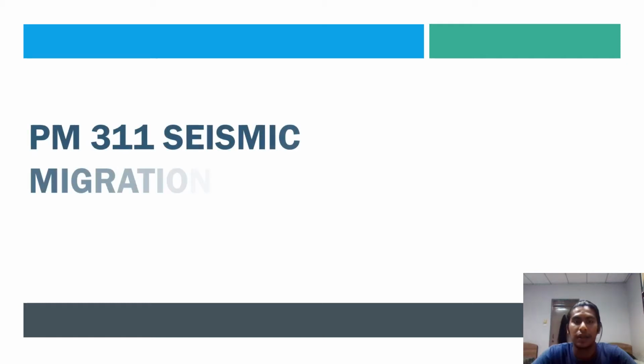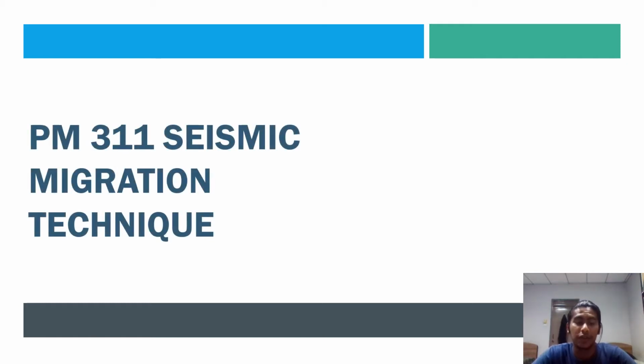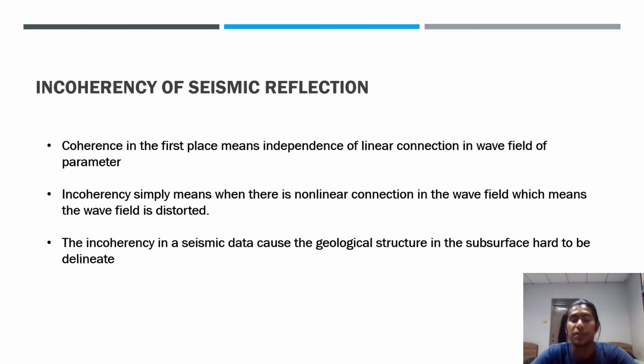So in this slide, I would like to propose a navigation technique to solving incoherency of seismic reflection. Coherent in the first place means independence of linear connection in the field of parameter, and incoherency simply means when there is non-linear connection in the wave field, which means the wave field is distorted, and the incoherency in the seismic data makes the geological structure in the subsurface hard to be delineated.